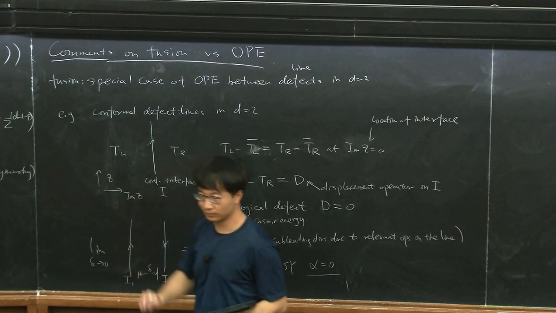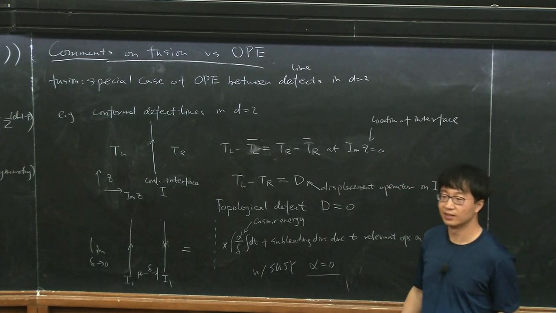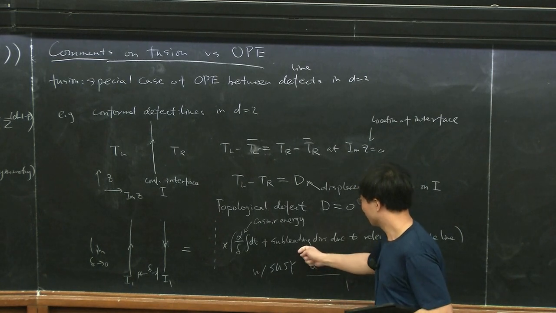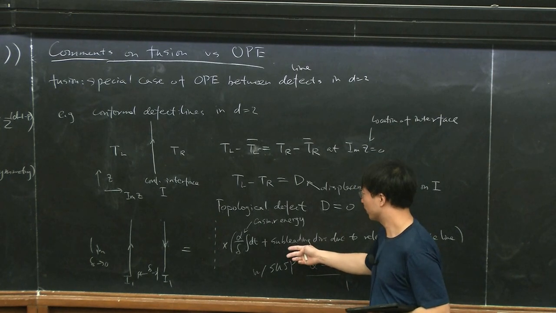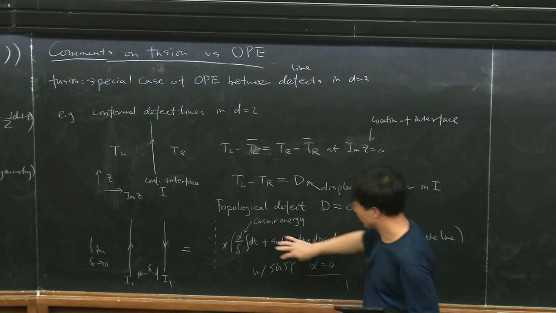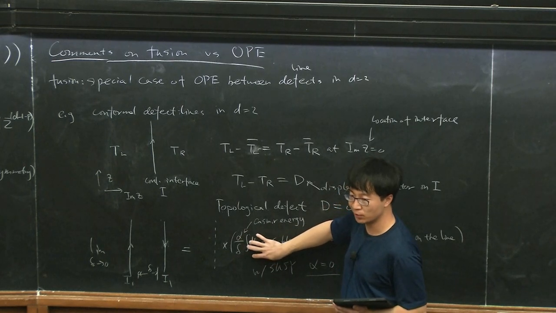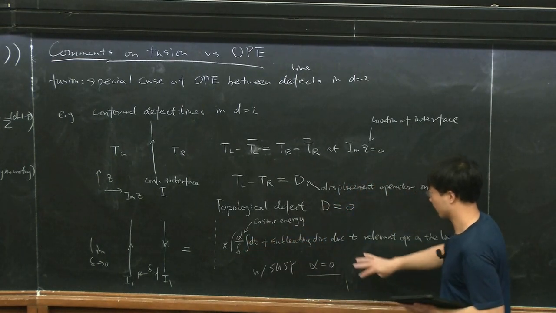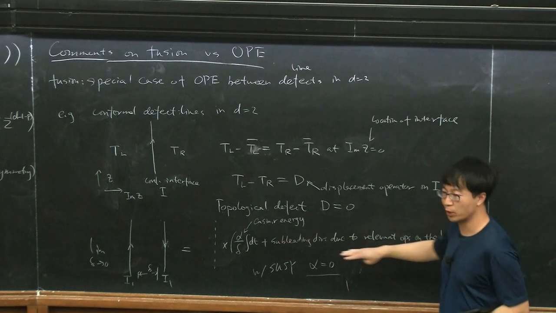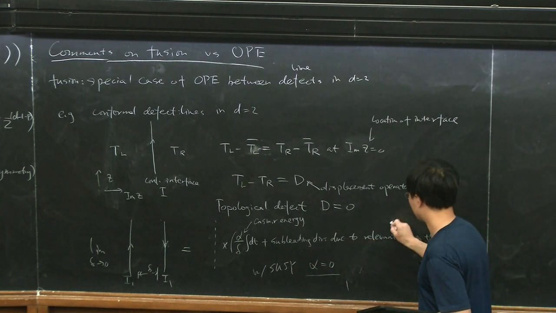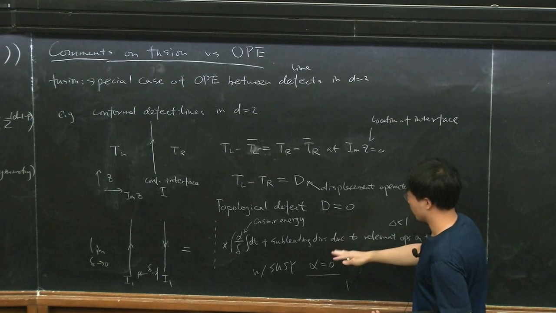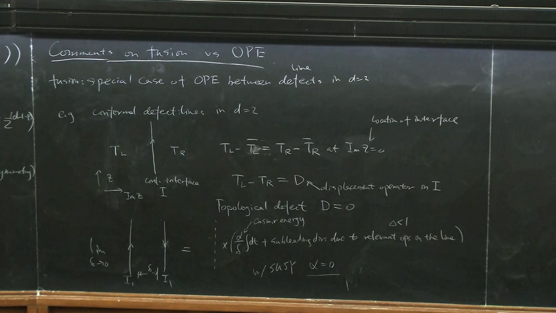There is no way to regulate this divergence then? Sorry? There is no way to regulate the divergence? You can, but for a generic theory, there are many divergences over here, for each of these relevant operators. If there's only a single divergence coming from the cosmological constant term, then there are ways to deal with that. But facing the entire tower of sub-leading divergences from relevant operators, meaning dimension smaller than one in this context, on the line, there's no obvious way to achieve a meaningful answer. Okay.